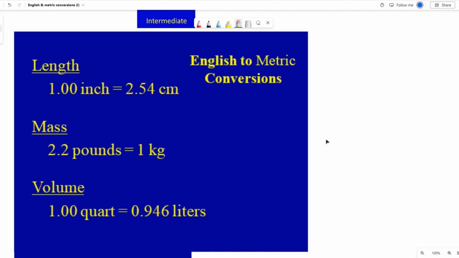So let's get started. Up on the screen right now, I have a chart that shows conversion factors between the English and the metric system. We have one conversion factor for length, one for mass, and one for volume. As long as you know one way to get back and forth between the English and metric system in length, mass, and volume, you can basically solve any conversion problem that you're given. So let's see how we can use these conversions to solve some problems.